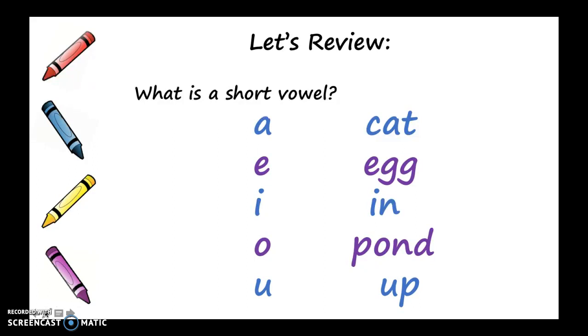Let's review. What is a short vowel? Well, if we have our list of our vowels, we have A, E, I, O, and U. A short A says a, as in cat. A short E says eh, as in egg. A short I sound says ih, like icky or in. A short O says ah, as in pond. And finally, a short U sound says uh, as in up.